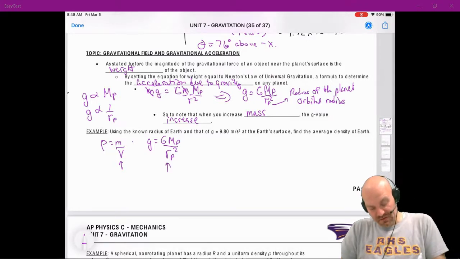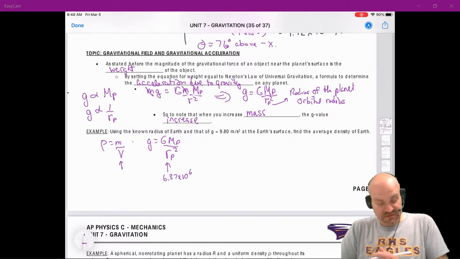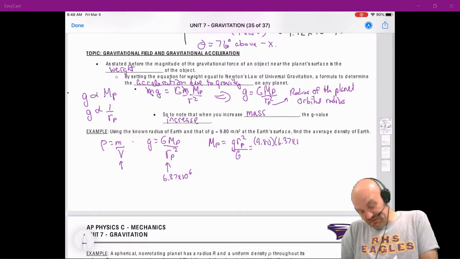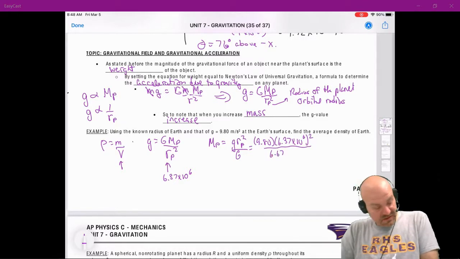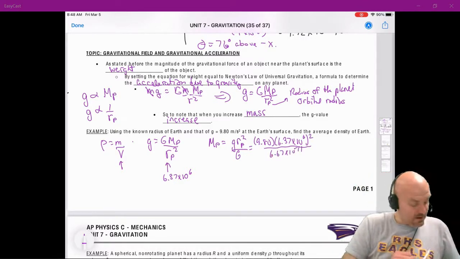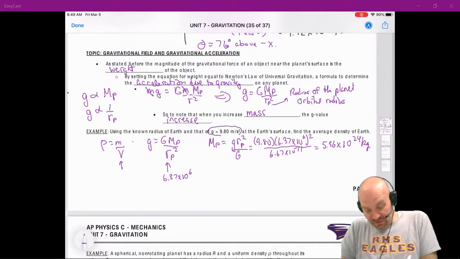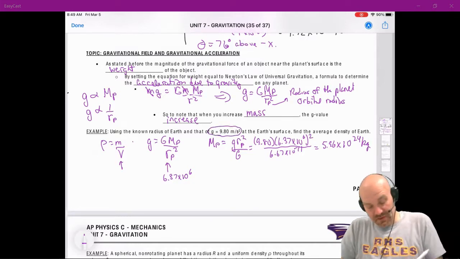And so the radius of Earth is 6.37 times 10 to the sixth meters, right? And so I can take this equation, do some algebra, and I get g times the radius of the planet squared over big G. So it's going to be 9.80 times 6.37 times 10 to the sixth squared over 6.67 times 10 to the negative 11th. And that number is going to be 5.96 times 10 to the 24th kilograms, right? And that's according to this number here, 9.80, okay?